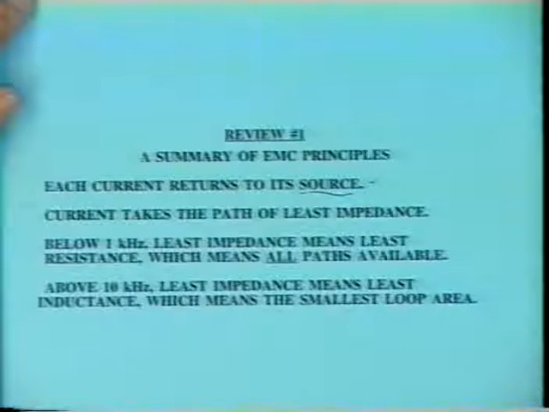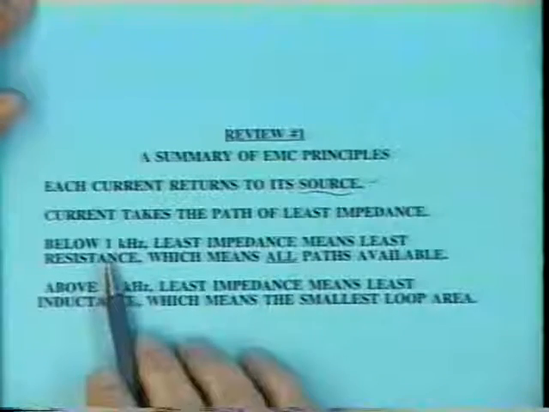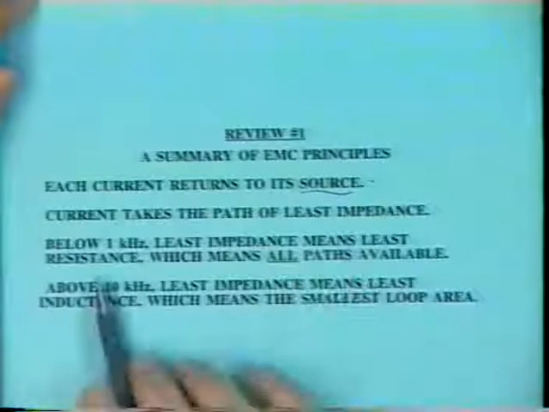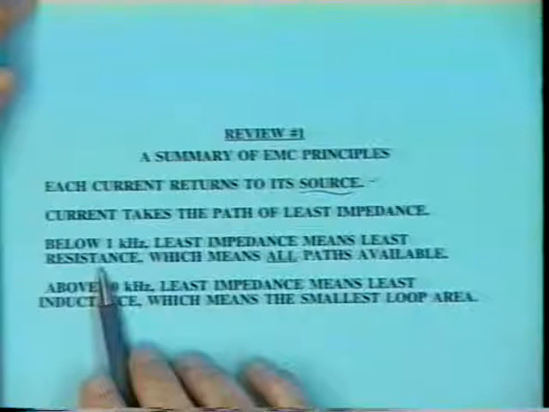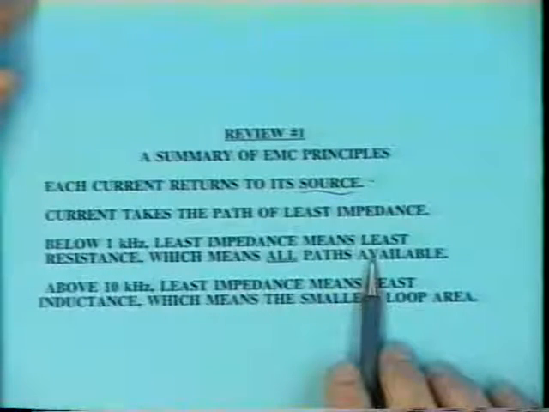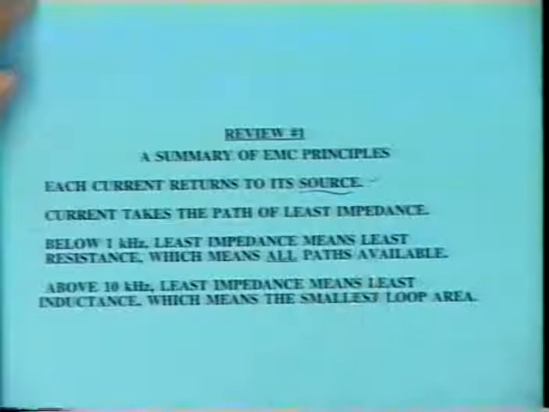What path does current take as it's seeking a way back to its source? Well, current takes the path of least impedance. That's as specific as we can be about it until we know the frequency of this particular current. If the frequency is below 1 kilohertz, then least impedance essentially means least resistance, which basically means that currents take all the paths available, inversely proportional to their resistance. And this can be a real problem. Keeping low-frequency currents where we want them to be is not an easy situation.